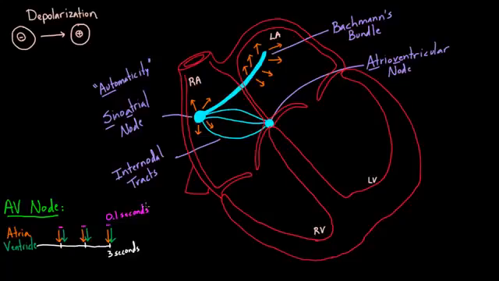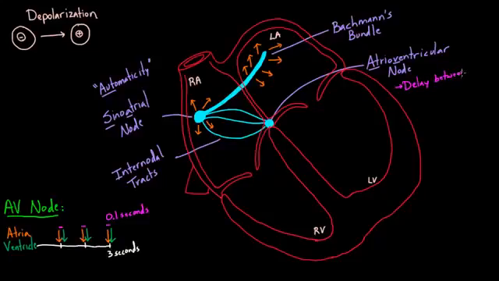So just a tiny little fraction of a second. But the reason that there's that delay is due to the AV node. So one of the interesting things about the AV node is that it creates a delay between the atria and the ventricles. So delay between atria and ventricles.